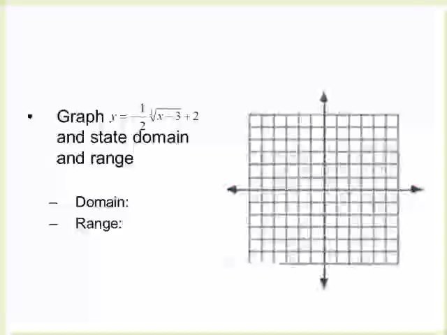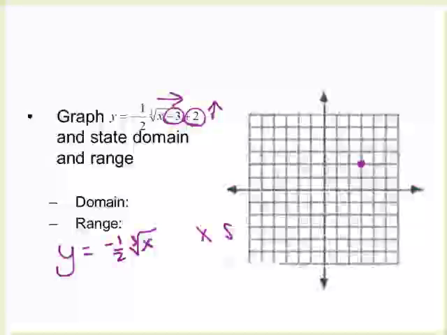For the next one, what do we do with the -3? +3. Go over to +3 and the +2? Up 2. So I begin by going to the right 3 and up 2. That is the middle of our graph. Then we make a chart for the stuff we haven't used yet. -1/2 the cube root of x. In the chart, we use our 8s and 1s.